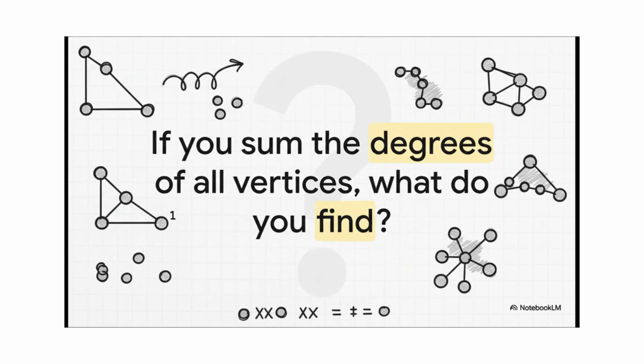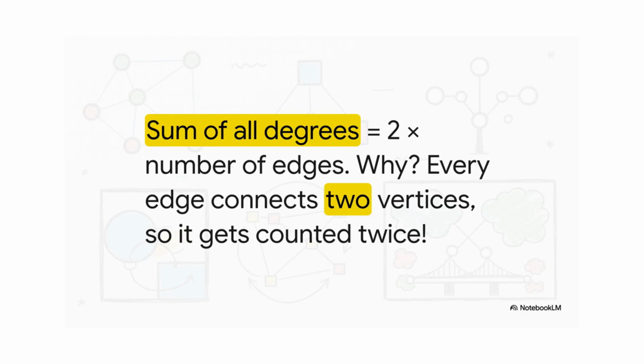Simple as that. All right, so here's a little puzzle for you. Imagine you go to every single dot in a graph. You count its degree, and then you add all of those numbers up. What do you think you'd find? Is there some kind of pattern there? The answer is so simple, it's beautiful. The sum of all the degrees in any graph is always, and I mean always, exactly double the number of edges.